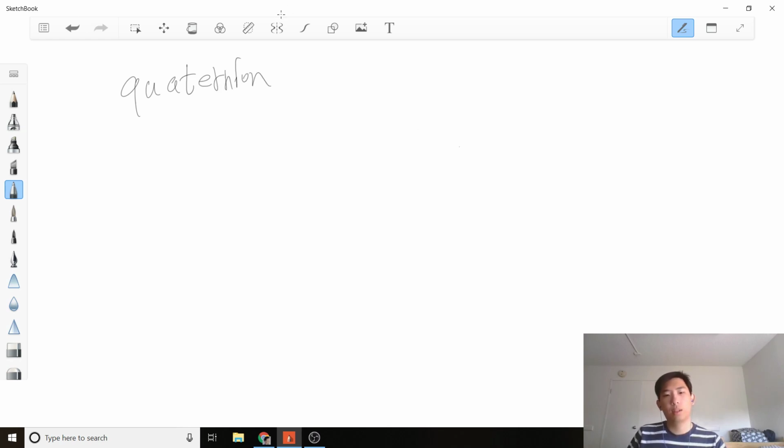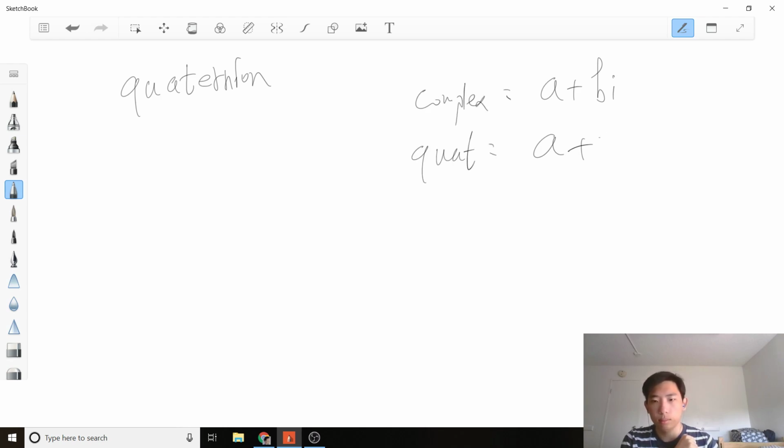What is that? So, remember, either in high school or middle school, you've encountered numbers like these, right? These are called complex numbers. There's a real component, and there's an imaginary number with a coefficient. So the quaternion is basically the four-dimensional version of that. This is the complex number, and this is the quaternion. It has one real component, but has three imaginary components with different imaginary units. So they have i, j, k. These are three different imaginary numbers.